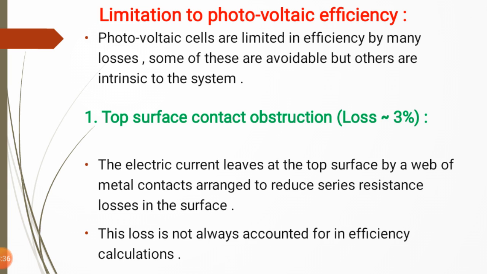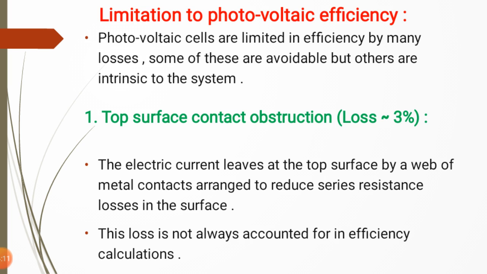That means if the value of series resistance is large, then we are able to obtain less current, which is not good for the solar cell. If we have a large shunt resistance, that means the parallel resistance, then the solar cell is good, but if the series resistance is large, then the solar cell is not good. So to reduce this series resistance, there is a metal contact on the top surface which helps to leave the electric current.